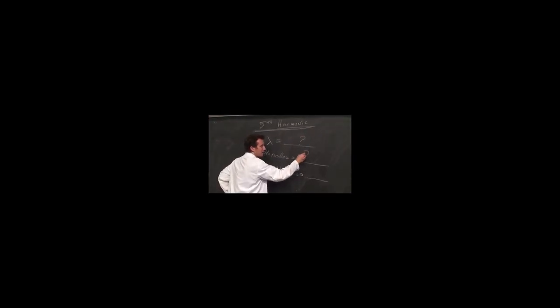Now it's time for a test of what you've learned. For the fifth harmonic, what would the wavelength be? How many nodes would be present, and how many antinodes? Here we are, the fifth harmonic. 1, 2, 3, 4, 5 antinodes. 1, 2, 3, 4 nodes. And the wavelength is 2/5 of the length of the string.